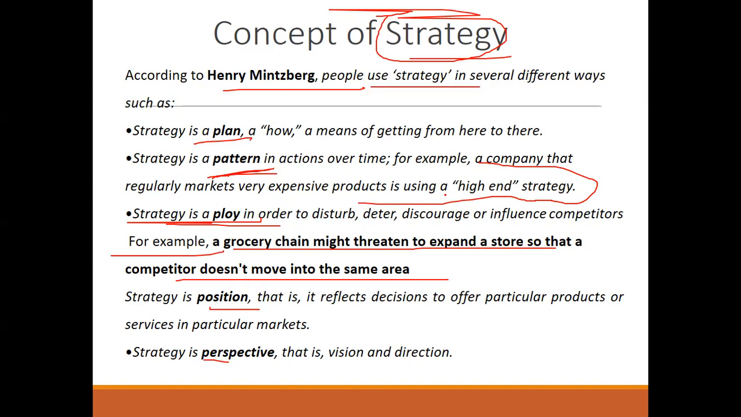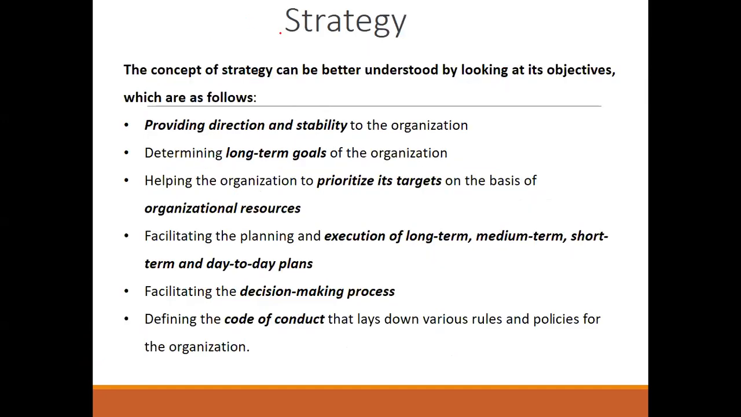Strategy is a position, which reflects the decision to offer a particular product or service in a particular market. And strategy is a perspective. It's nothing but a direction or a vision. So strategy plays an important role in the business organization in the form of plan, pattern, ploy, position, or perspective. If we summarize what strategy is and what objective it has, basically it provides direction to the organization along with stability. It helps in determining the long-term goals. We know we have short-term goals and long-term goals. So yes, strategy helps to determine the long-term goals.